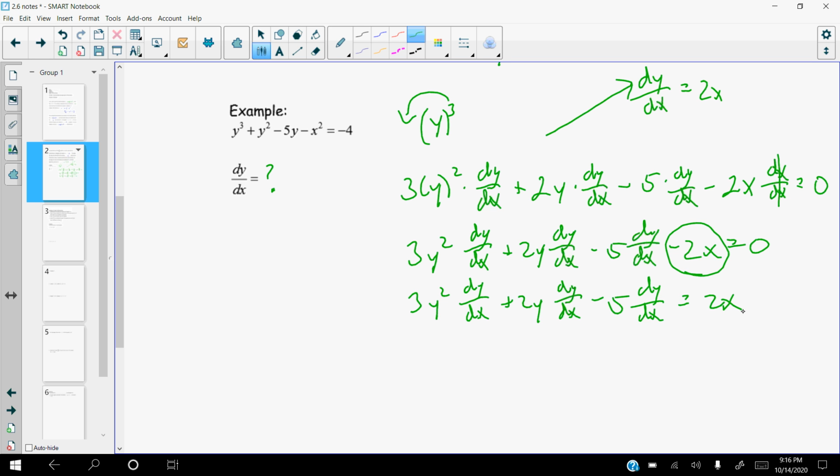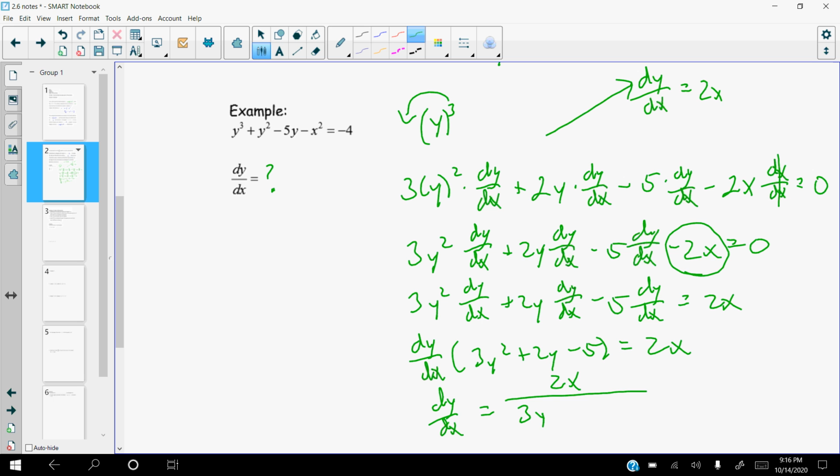Now I've isolated all the terms with dy dx, so I can factor the dy dx out. And that's going to leave 3y squared plus 2y minus 5 equals 2x. And then I'm going to solve for dy over dx by dividing by the entire parentheses. So we get that our derivative with respect to x is 2x over 3y squared plus 2y minus 5.